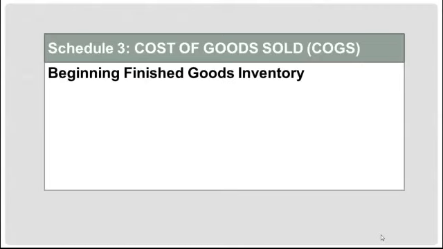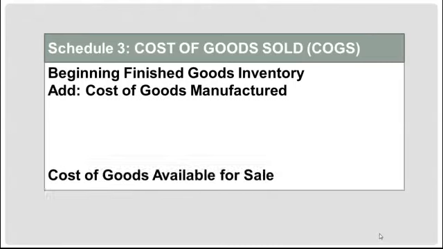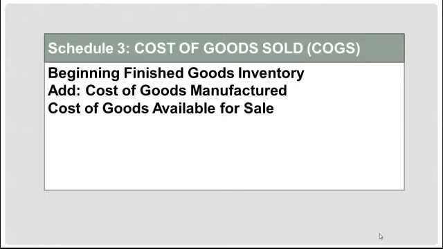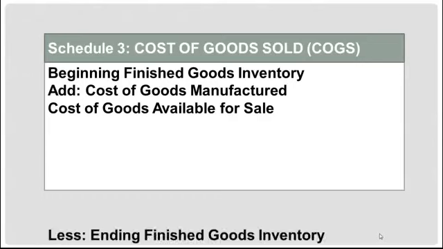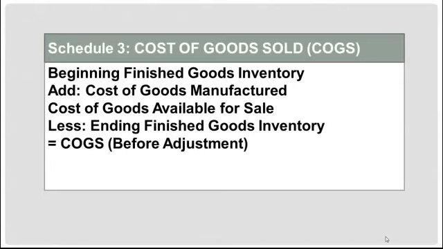Then when we look at Schedule 3, which is cost of goods sold, we will think about what inventory we want to start with. So you ask, what inventory do we sell? We sell finished goods. So we'll start with beginning finished goods inventory, and we want to add to that the increase in finished goods over the period, which is the cost of goods manufactured. This will tell us the cost of goods we have available for sale. Then we'll subtract ending finished goods inventory to get cost of goods sold before adjustment.